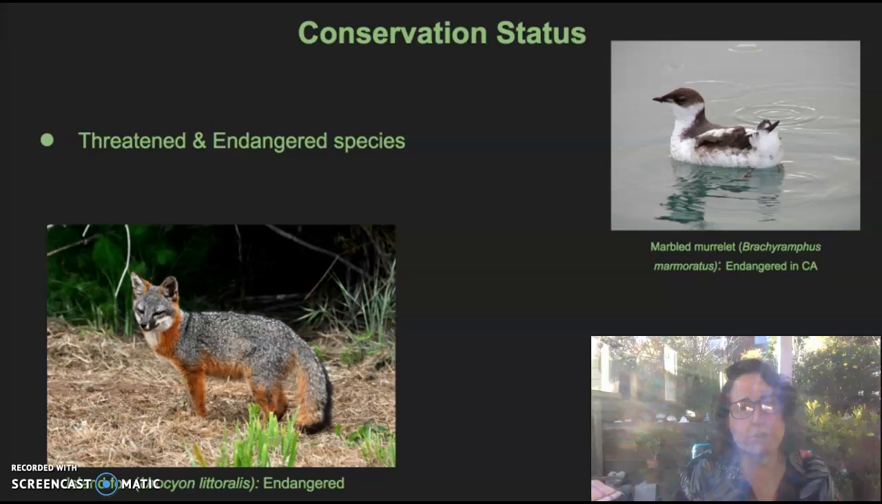Many of these wildlife species are listed as federally threatened or endangered and need our help and support to protect and conserve their natural habitats. The island fox is federally endangered, and the marbled murrelet is endangered in California. The main threat to these species, as well as many other species in California, is habitat loss.